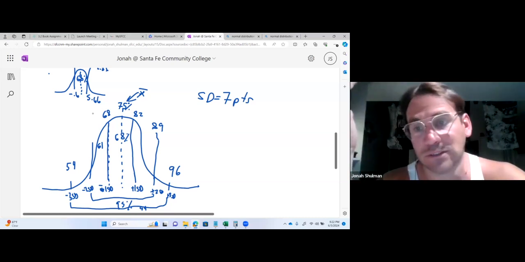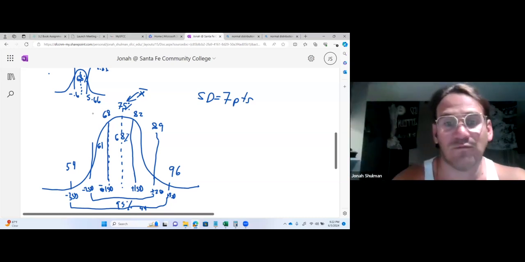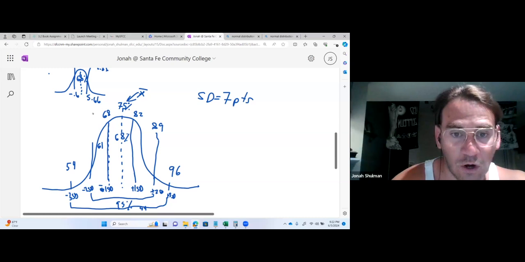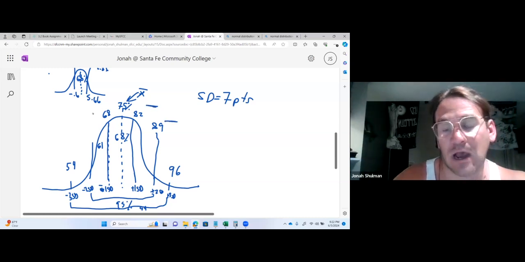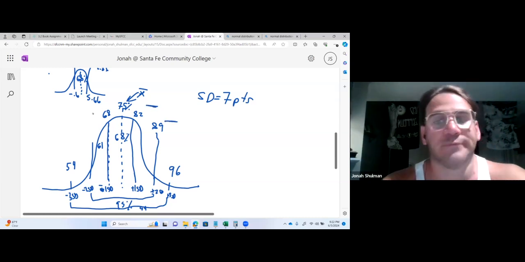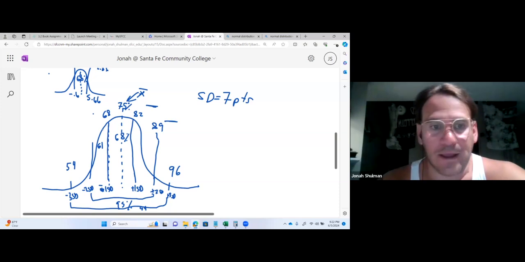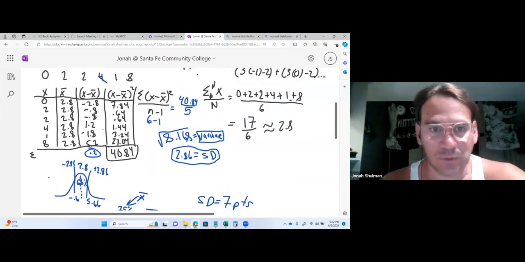That's what it means. That's all standard deviation means. It's trying to figure out exactly how far these values are. How much do people vary around the mean? Now, I hope this was clear. That's where the numbers come from.